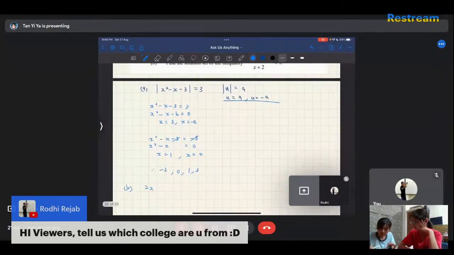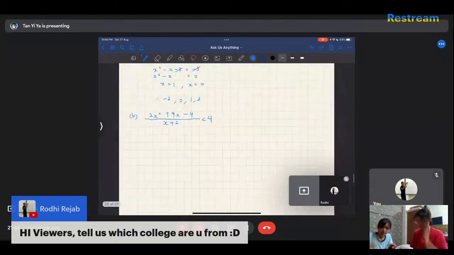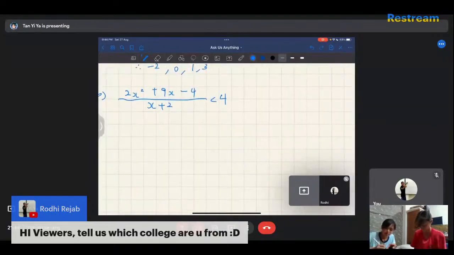Then for B, we've got a quadratic on the denominator. This one. And then we make the right hand side equal to 0. So again, we copy down this, minus 4.